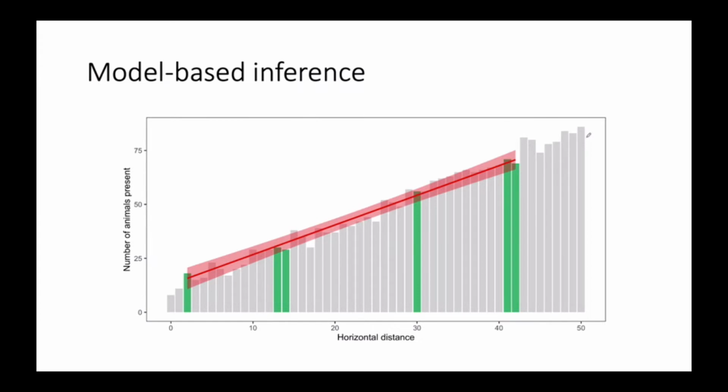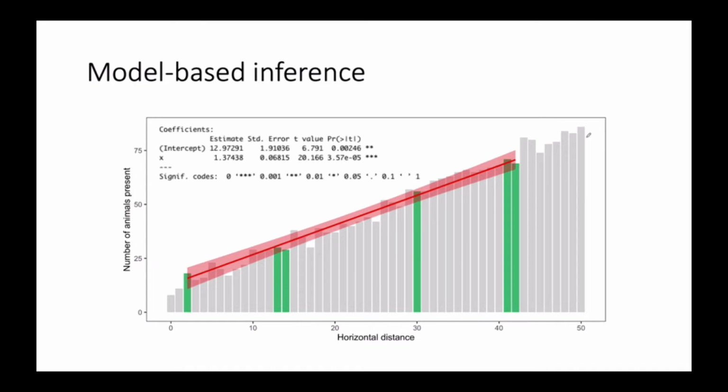In contrast, in model-based inference, uncertainty in the estimates comes from uncertainty in the model itself. Here we've plotted the confidence intervals around the regression line. It's this uncertainty that gives rise to uncertainty in our final model-based estimates. If you've fitted a linear model before, you'll be familiar with the table of beta coefficients and associated standard errors. It's these standard errors that are driving the uncertainty in our model-based estimates.